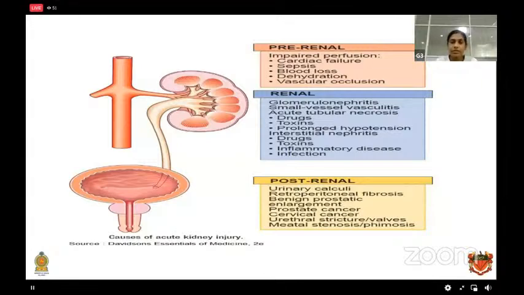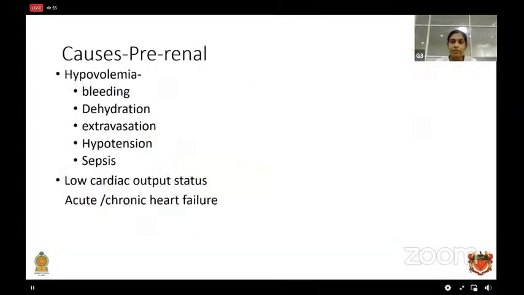Then the rest of the urinary tract, if there's a pathology, especially if there's an obstruction, obviously with calculi or tumors, or maybe external pressure from the other abdominal and pelvic organs due to various pathology, can lead to renal impairment. It is called post-renal. Let's discuss the causes in more detail.